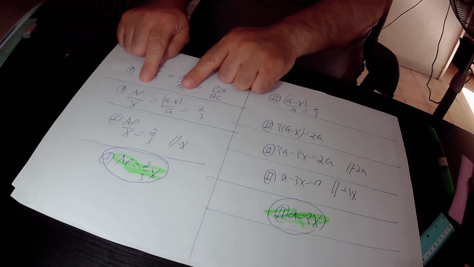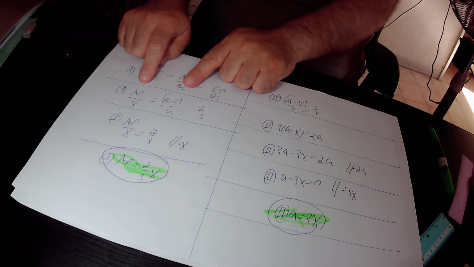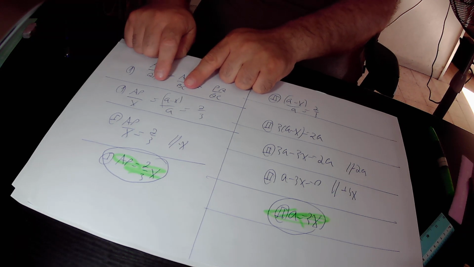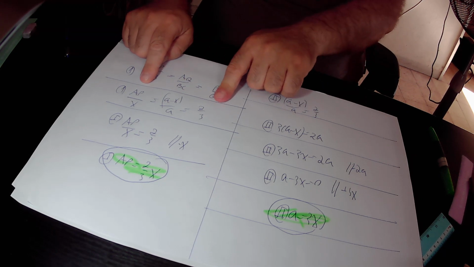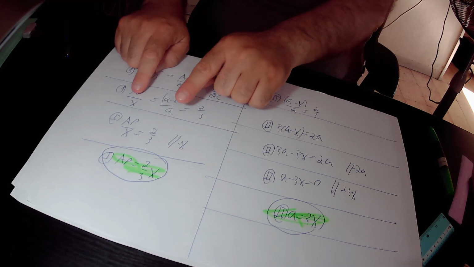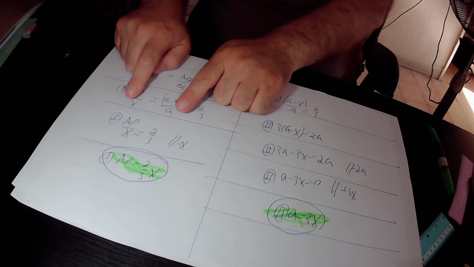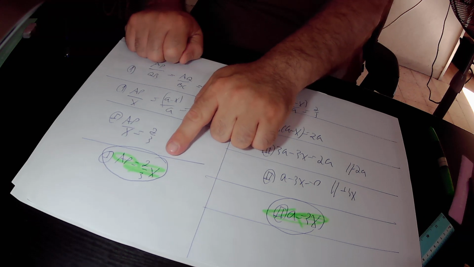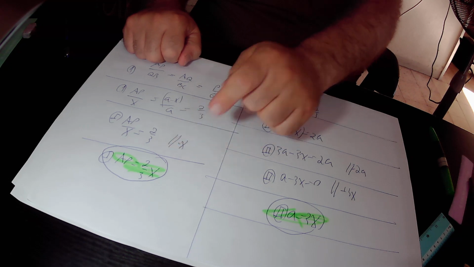Those expressions are equal to each other, therefore we can get equation 1 from them. According to equation 1, AP over X equals 2/3. Here we multiply equation 1 by X, and finally find that AP equals 2/3 X.